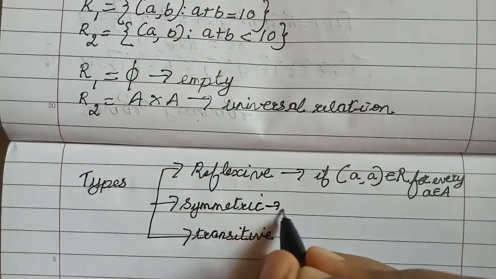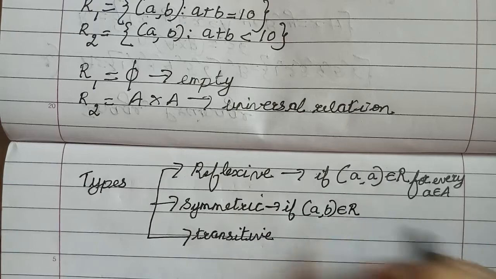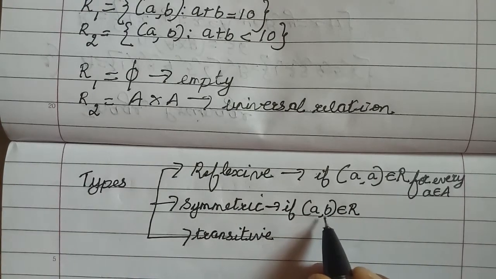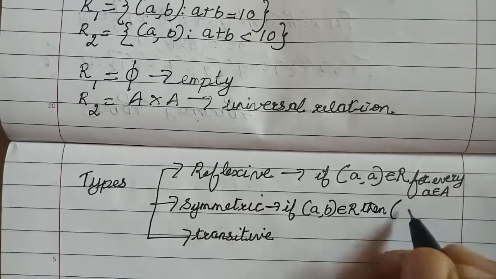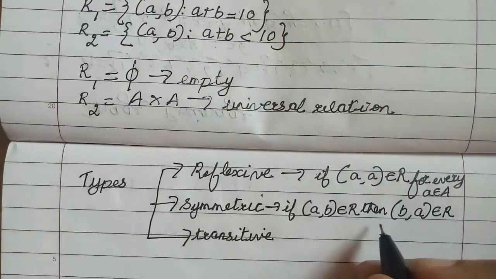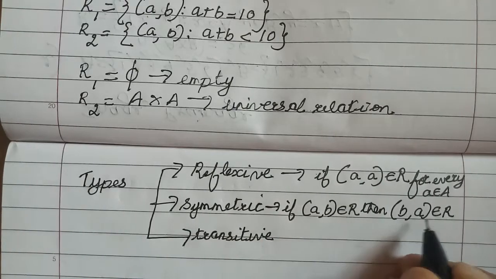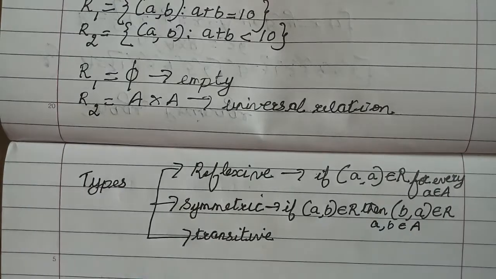The second one says that if you have an element of the type (a, b) belonging to R, that means if in your relation you have a pair of the type (a, b) belonging to R, then you should have in the same relation (b, a) belonging to R. If you have this, then the relation is said to be symmetric. Obviously a and b are coming from your main set A. You consider all those elements of the type (a, b) in R such that (b, a) is also in R, then it is symmetric.